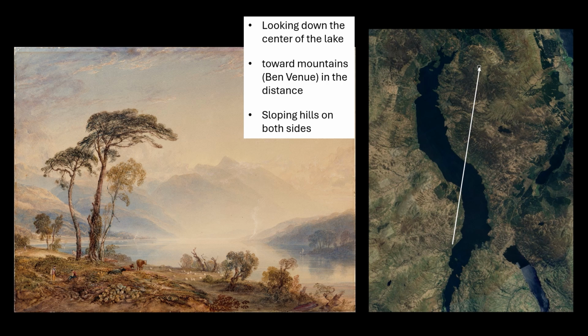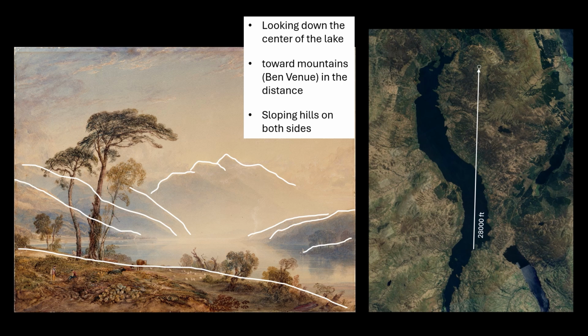So where was the artist located? There is only one location on this entire lake that fits this description, and it is here. From this location, we are looking toward Benvenue. We are looking down the center of the lake, and we have shoreline on both sides with sloping hills. So let's see if we can align a Google Earth image from this location.